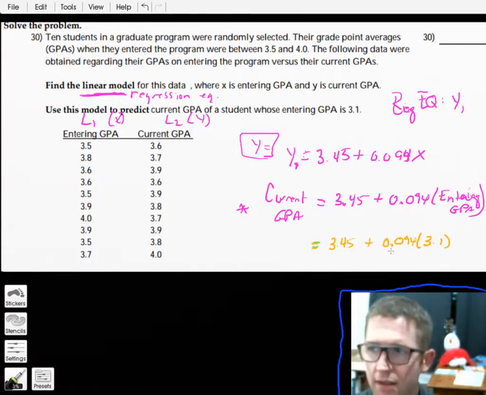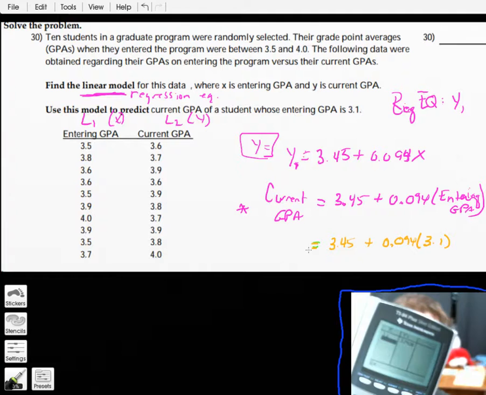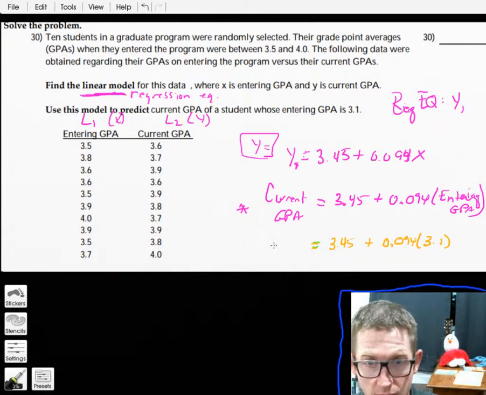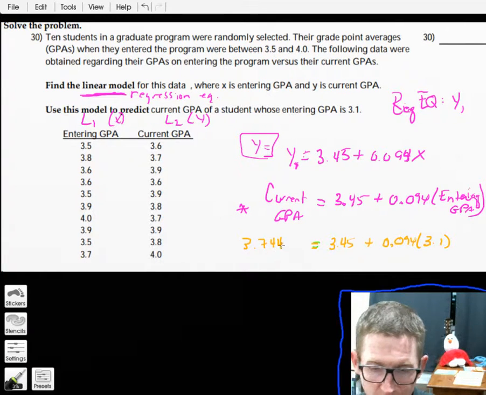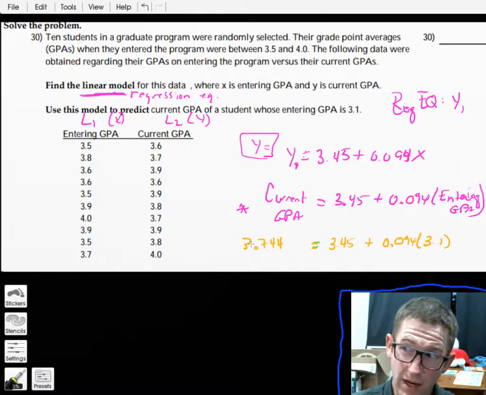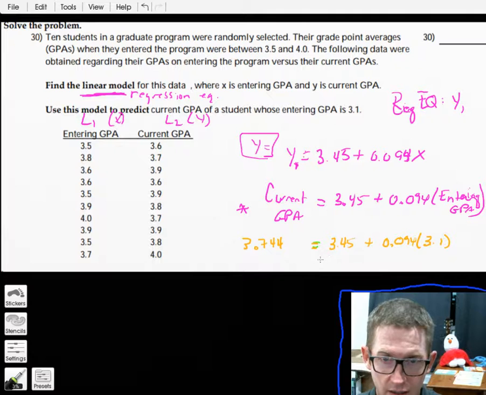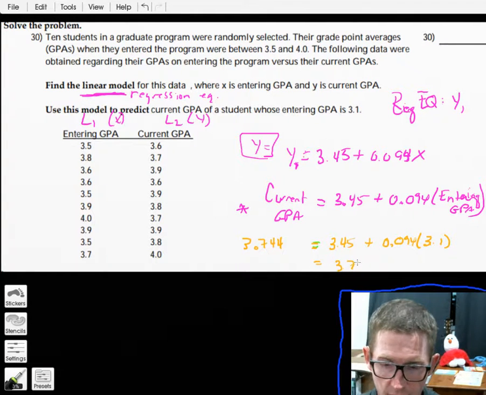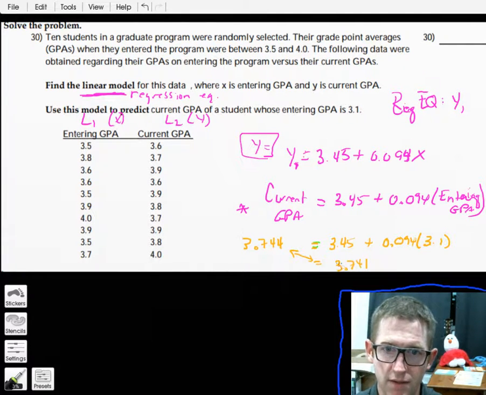You can also do this in a calculator. But the advantage here is I don't have to type in much of anything. It spits out an answer, 3.744, okay, using the exact equation. If I did this approximation, 3.45 plus 0.094 times 3.1, I actually get 3.741. So notice these two numbers are very close. Either way, I'd probably round to 2 decimal places, so 3.74.